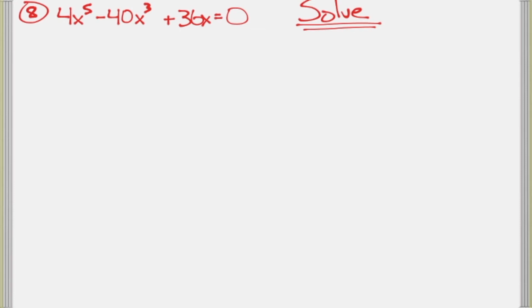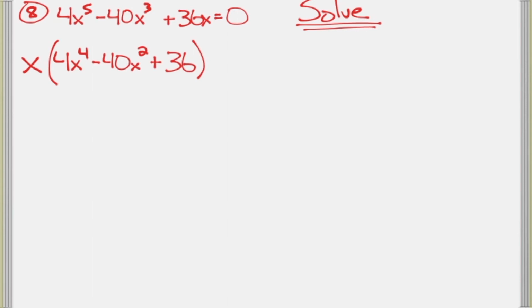So hopefully you already noticed that if we look at all three of these terms, they all three have an x. So first thing I'm going to do is factor out an x. I take 1x away from 4x to the fifth. I'm left with 4x to the fourth. I take 1x away from the second term. I'm left with negative 40x squared. Then I take an x away from the third term. I'm left with just 36. So that would be step one.